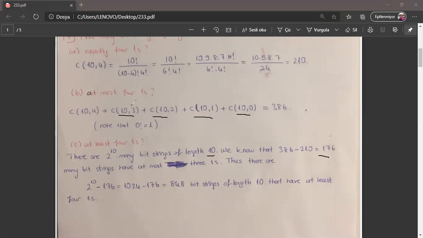So how do we compute it? We know already this combination, okay? It's 210. So we subtract them and get this. So we have this many bit strings that have at most 3 ones. If we subtract them, we had 2 to the 10 many bit strings in total, okay? And we have this many bit strings that have at most 3 ones. Okay, so we have this number, which contains the bit strings of length 10 that have at least 4 ones.